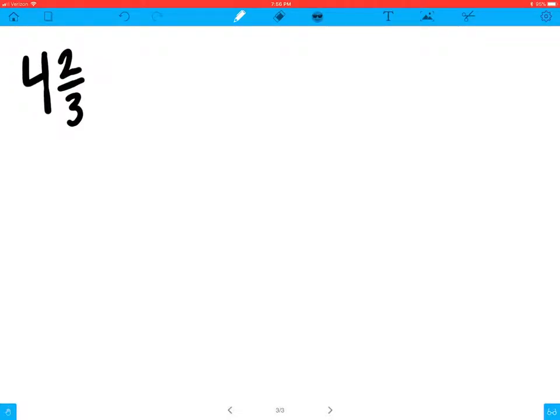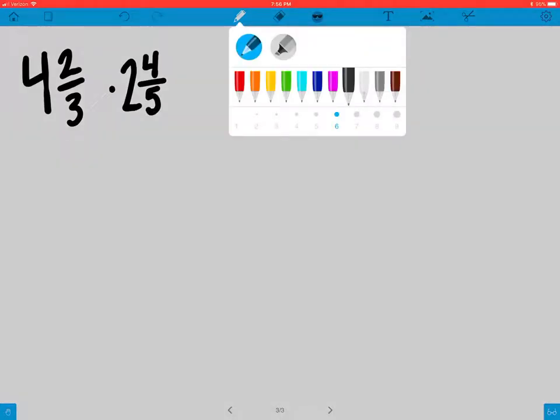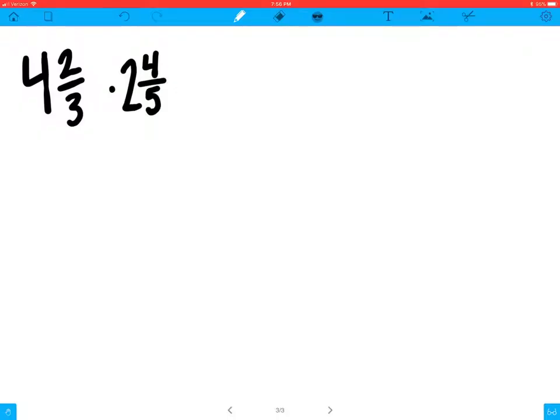So I have 4 and 2/3, and I'm going to multiply that by 2 and 4/5. So when I'm doing this, as you've seen on our Puzzled Penguin, the first thing Puzzled Penguin wants to do is multiply the whole numbers by each other and then go ahead and multiply the fractions. But that's not how it's going to happen, because I have to go ahead and multiply my denominator by my whole number.